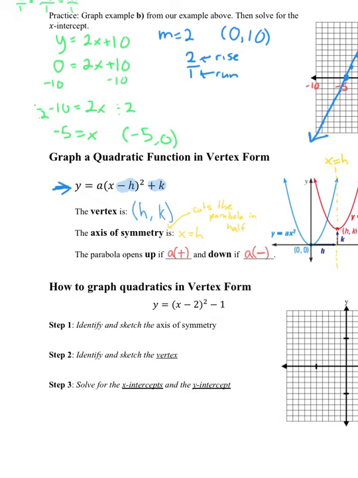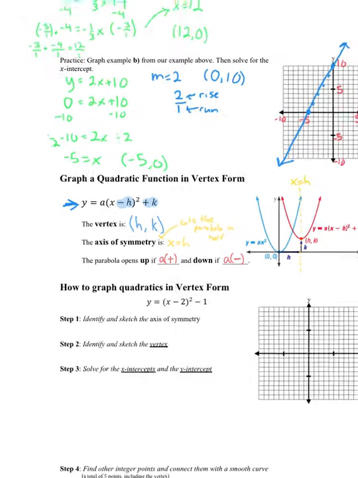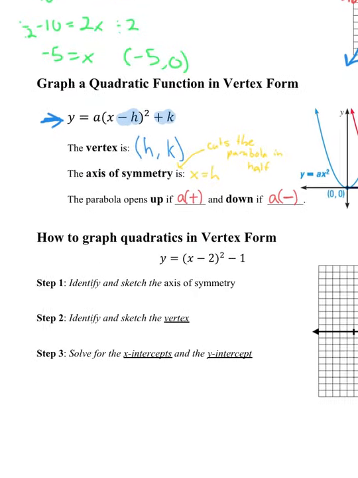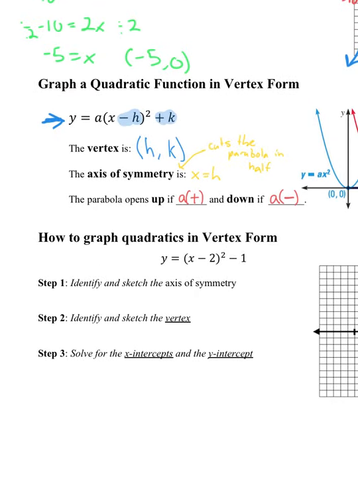All right, so let's go ahead and graph one. We'll practice graphing a quadratic in vertex form. First things first, I want to identify and sketch the axis of symmetry. In this case, y equals x minus 2 squared minus 1. There's no a value, so it's safe to assume that's positive 1. So A is positive 1 here, which means it's going to be opening up.